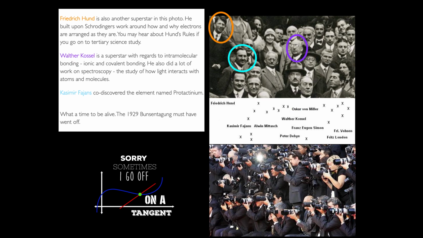And the guy in blue, a little bit more of a tangent, but Casimir, he was one of the early discoverers of the radioactive elements. This is right after radioactivity got discovered, or about 20 years after. He co-discovered protactinium, one of the first of those radioactive elements. So yeah, I just thought that was a really, really cool group of people, and it would have been interesting to be at this Bunsen Tagung. And so I put paparazzi underneath.